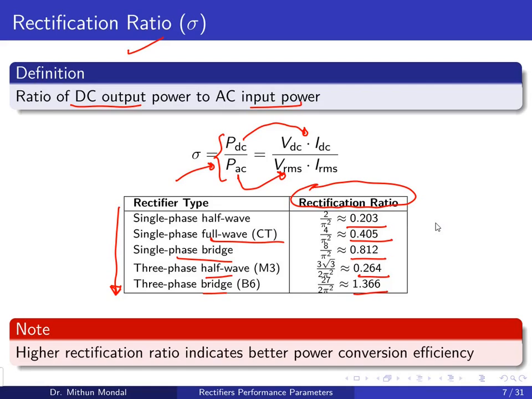So it is to be noted that a higher rectification ratio indicates better power conversion efficiency. So we should have the highest rectification ratio possible.